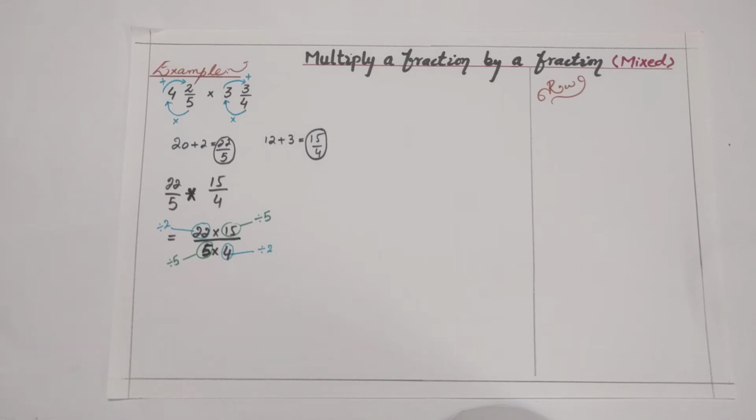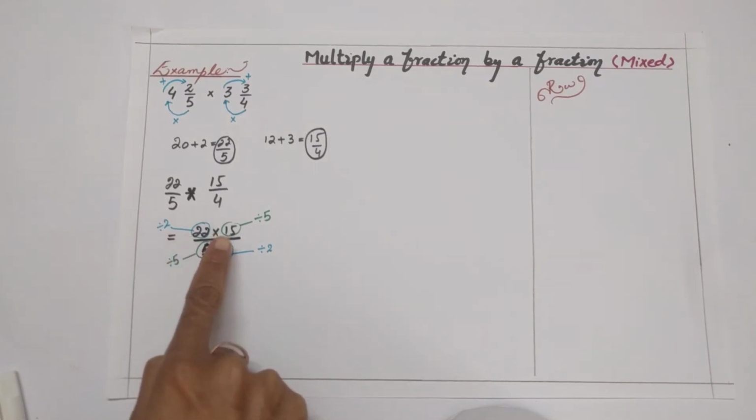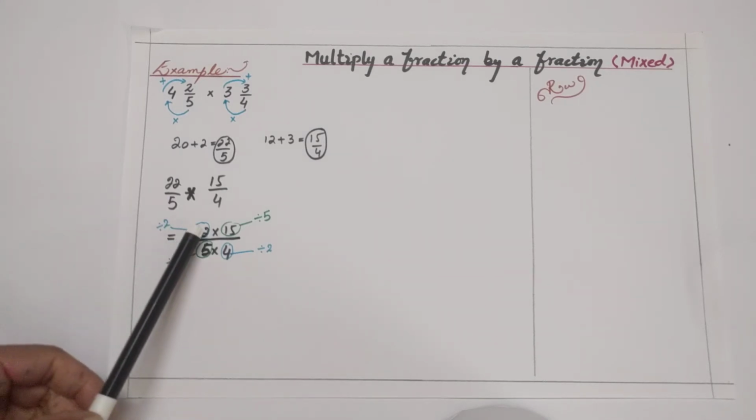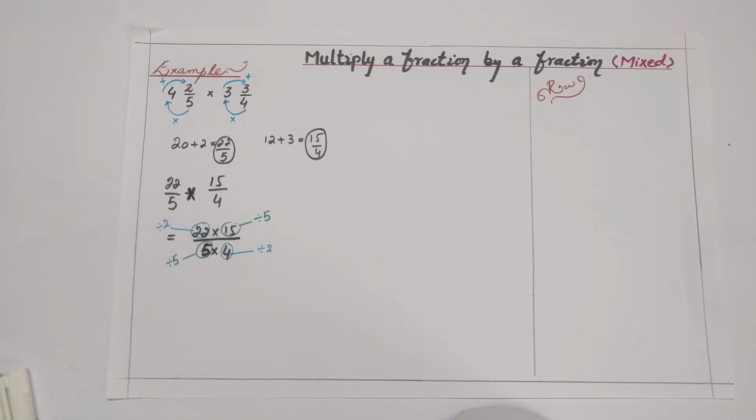Clear? It's up to you, students, which one will be the easiest method for you. You can directly multiply 22 by 15 and 5 by 4 and then find the common factors, or you can directly find the common factors over here for the numerators and denominators. So let's start.